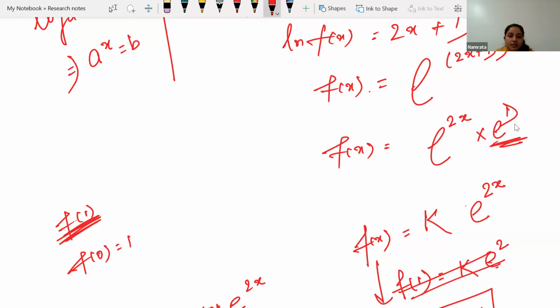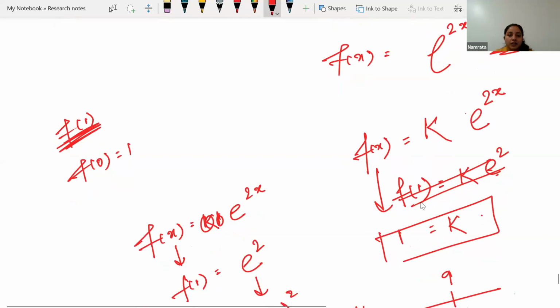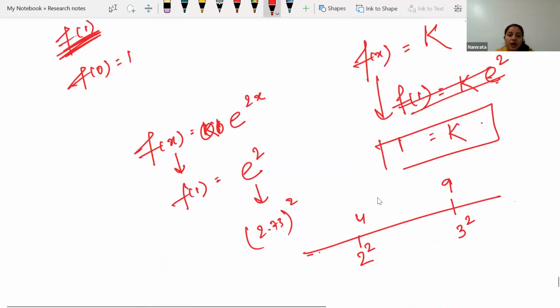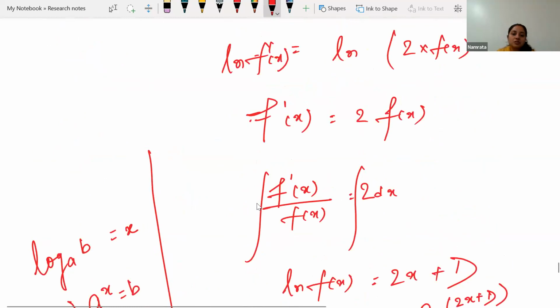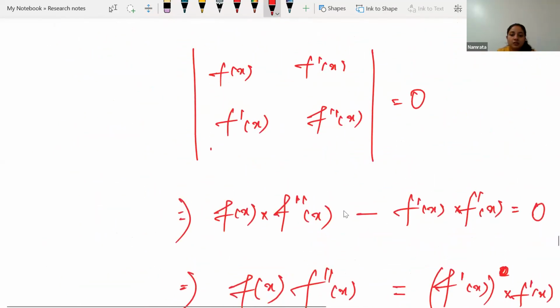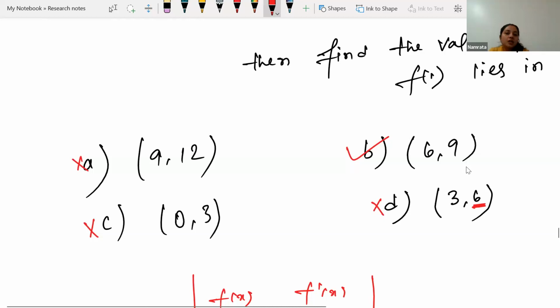This e to the power d is there, so we are saying this is a constant k. And the constant k is 1 we are getting. After that we have written the final solution. There we are finding f of 1, that is e square, and according to the options we can see e square will obviously lie in between 4 to 9. So if we eliminate the given options, then we find that B will be the correct option.